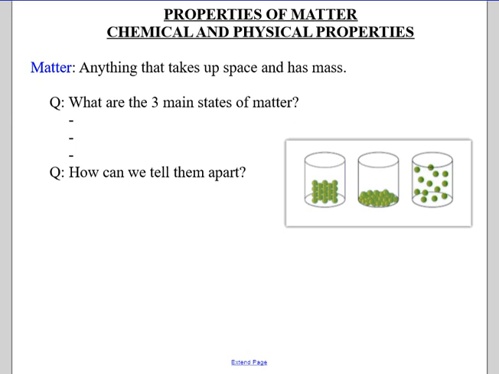So before we even go there, we want to know, what is matter? Well, matter is anything that takes up space and has mass. If you could put it in a container, it's matter. So air is matter. A desk is matter. You are matter. Matter exists in three main states. Matter could either be a solid, a liquid, or a gas.